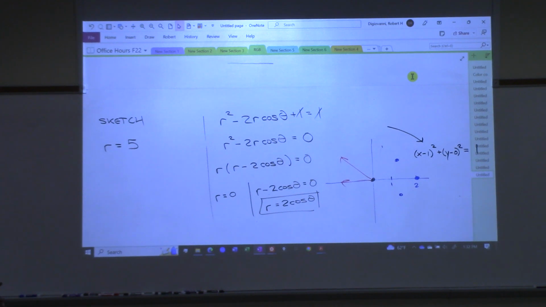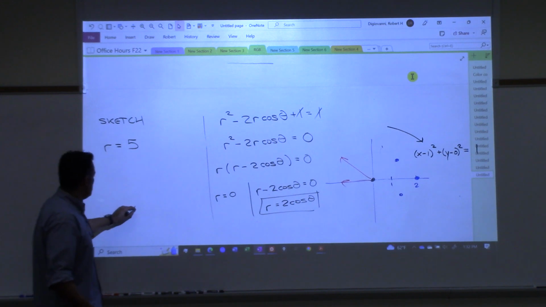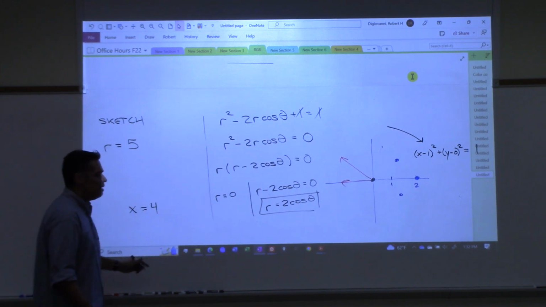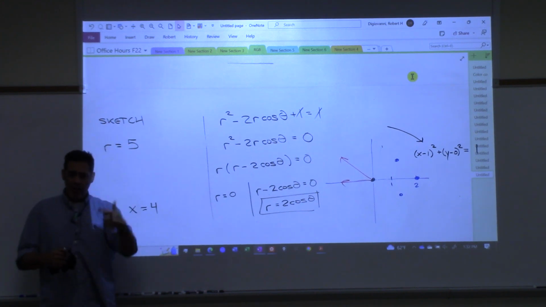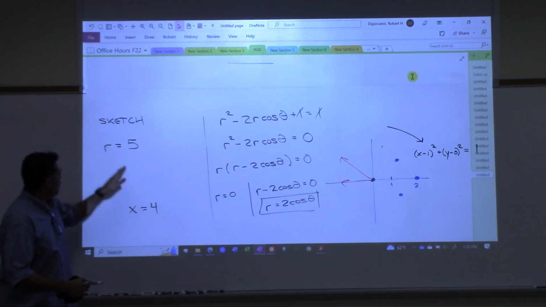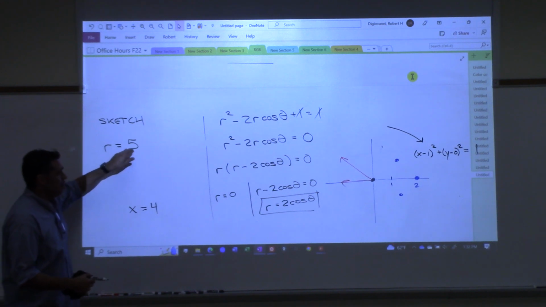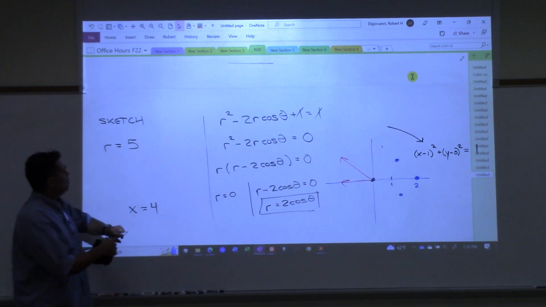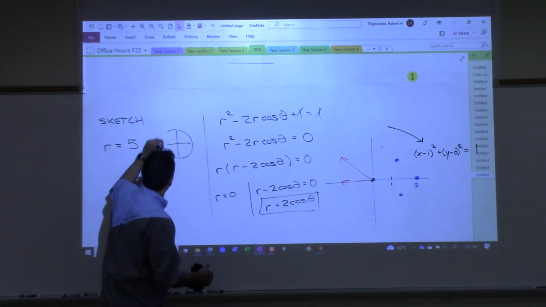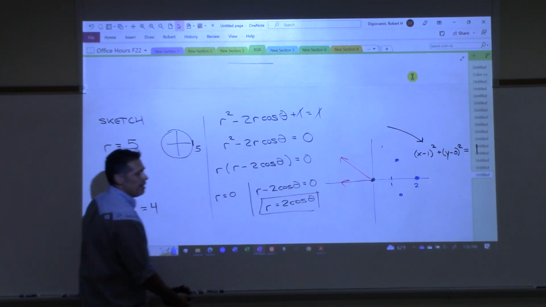No matter what theta you ever plug in, you're always getting 5. This is like in Cartesian if I ask you to graph x equals 4. X equals 4 will be a vertical line because no matter what y you plug in, your x is always 4, right? So if I write r equals 5, here the radius is 5 regardless of the angle you're given. So this should draw me a circle of radius 5, right?